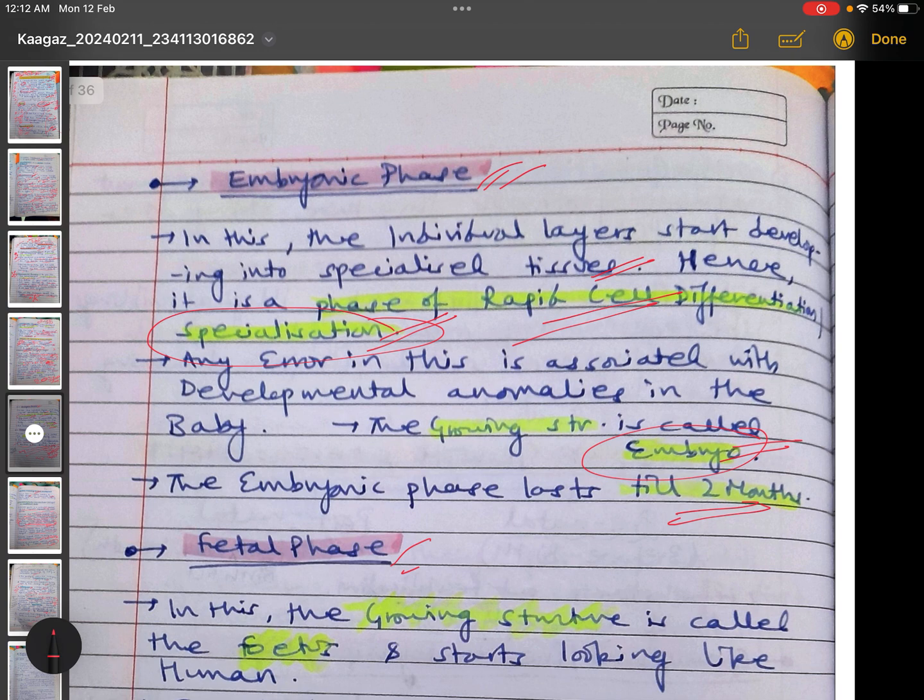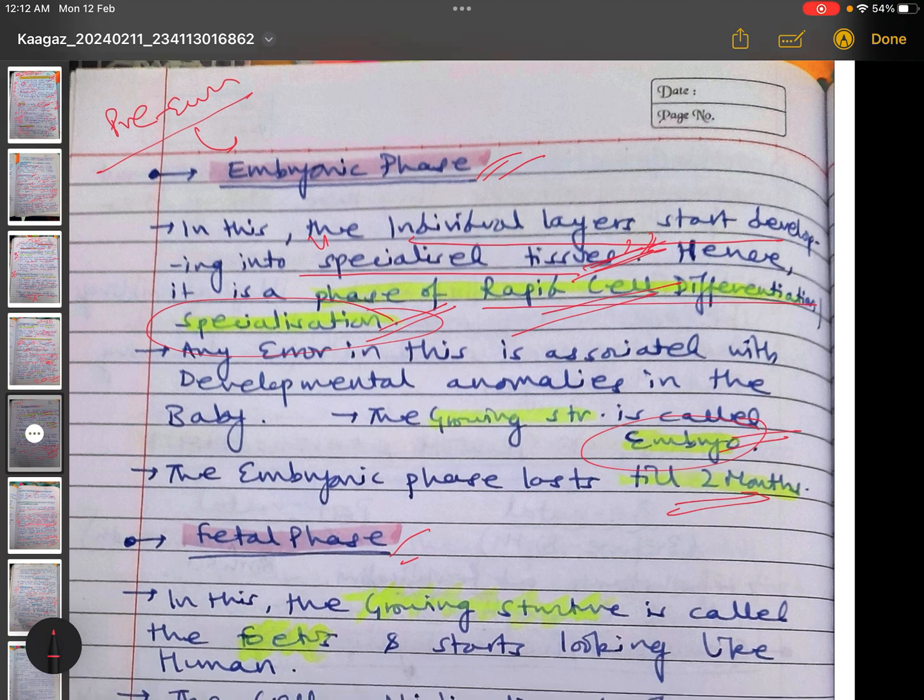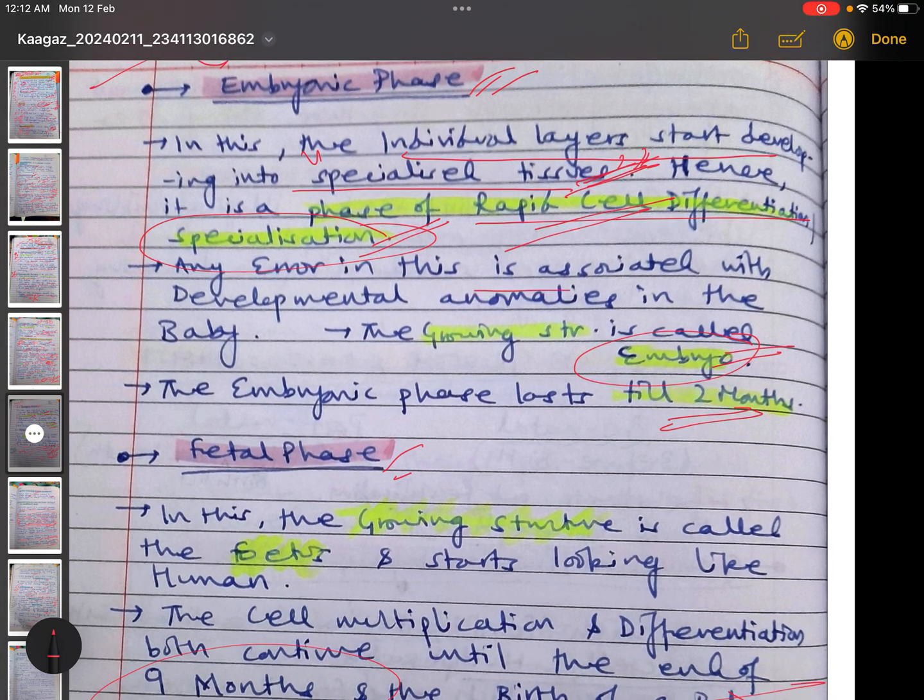So now we are done with the pre-embryonic phase, moving to the embryonic phase now. In this, the individual layers start developing into specialized tissues. Specialization is starting. Hence, it is a phase of rapid cell differentiation and specialization. Any error in this is associated with developmental anomalies.